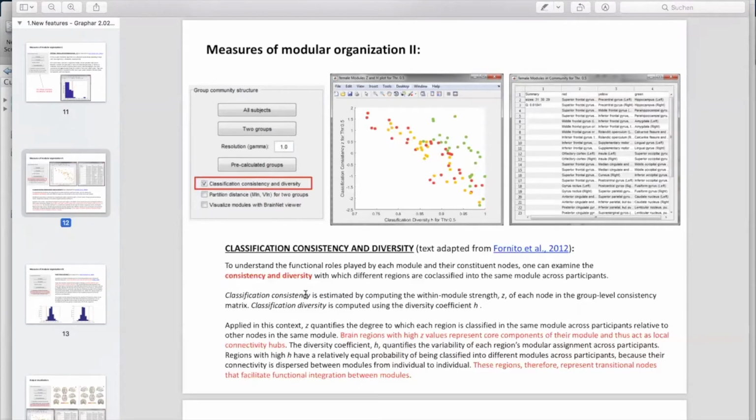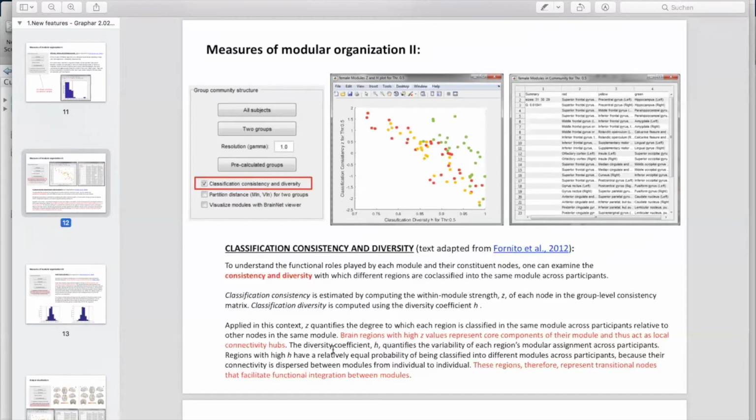So this means now, this is written in red, that brain regions with a high Z value represent core components of their module and thus act as local connectivity hubs. And here, this is an example output that GraphVar will generate, which I'll show you in a couple of minutes, where Z is on the Y-axis. So this would be here, for example, a region with a really high Z value acting as a local connectivity hub. And the diversity coefficient H quantifies the variability of each region's modular assignment across participants.